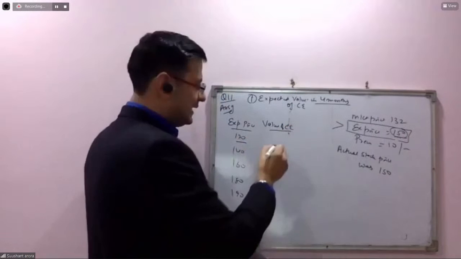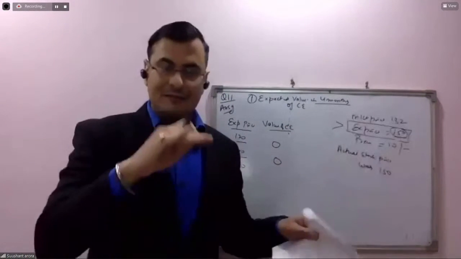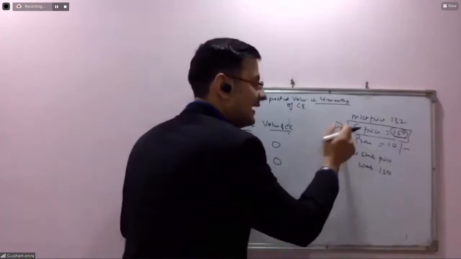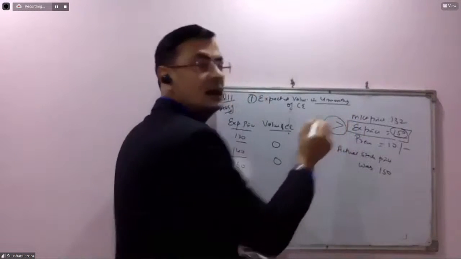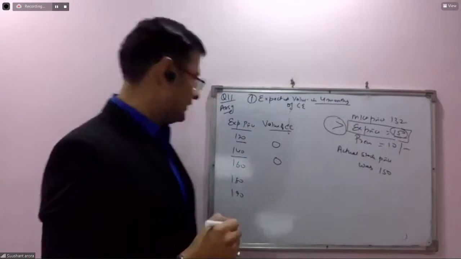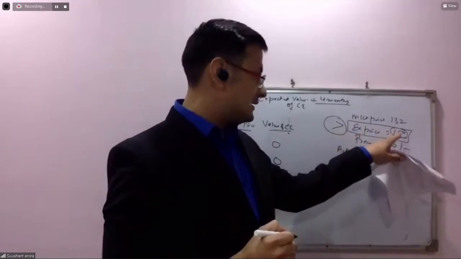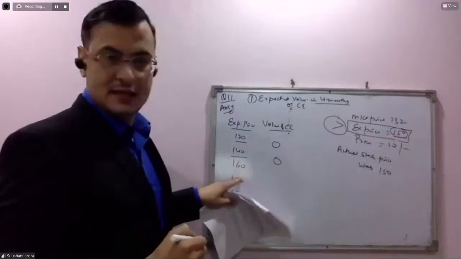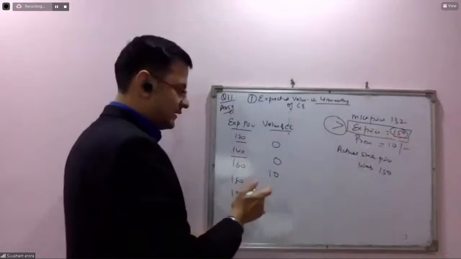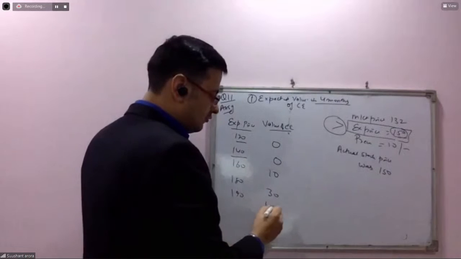In case of 120, it is 0, 140, 0. Why? I will start exercising the call option only once the price exceeds. See this exceed sign. It has to exceed that. And in case of 160, yes, the value of the call option, meaning the expected price minus the exercise price, is rupees 10. 180 minus 150, 30. 190 minus 150, 40.